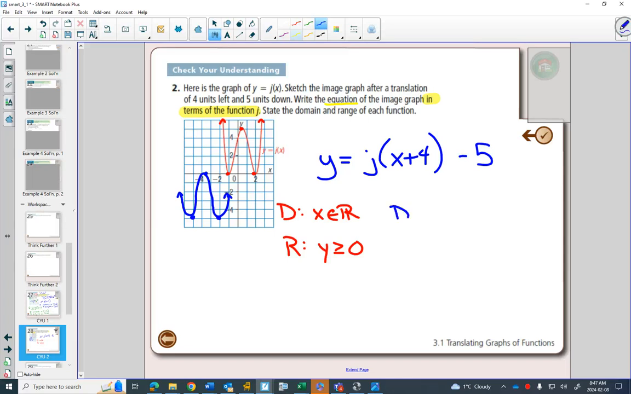And for the blue one, our domain is still everything, and now our range is greater than or equal to -5.